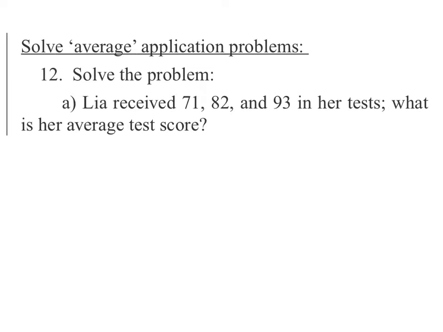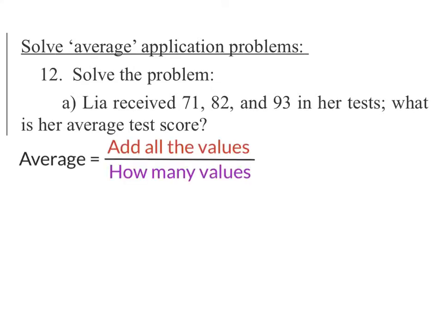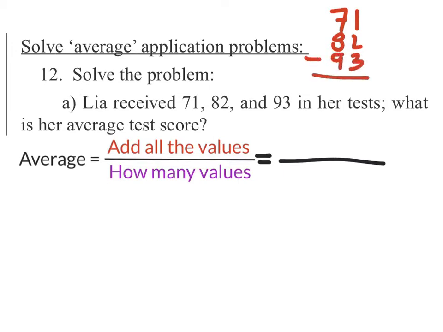Alright, then we're looking at averages. Remember that an average is going to take the sum of the numbers and divide it by the number of numbers. So remember from 7.4, we did it like this, right? So we're going to do these one at a time. I'm going to find the sum of all the numbers, or add the values together. 71 plus 82 plus 93. We're adding these. 1 plus 2 plus 3 is 6. 7 plus 8 plus 9 is 24, so that's 246.